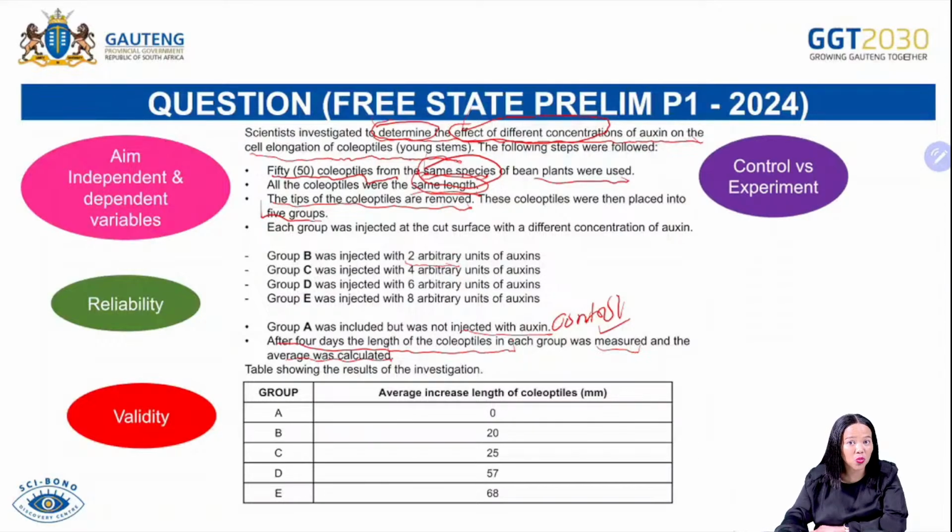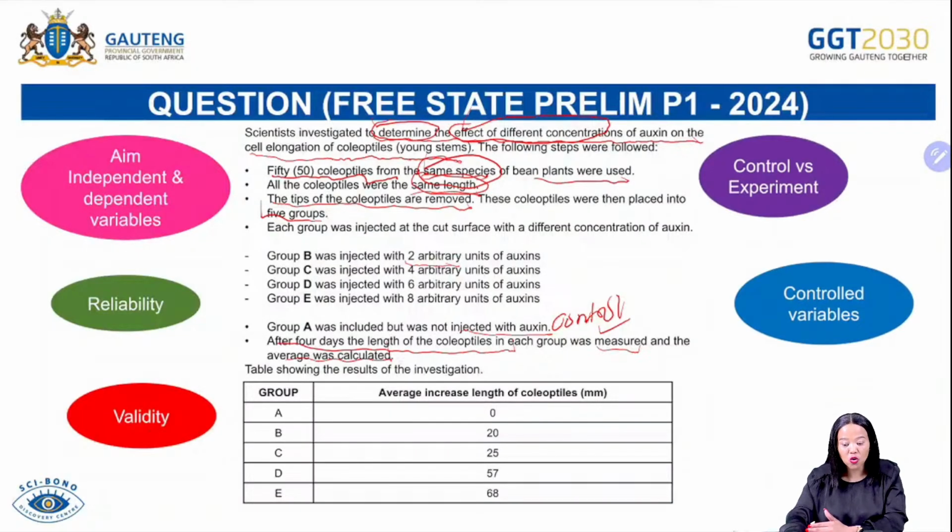In our control, we said we are eliminating the factor that we are investigating. And we said, why is it important to eliminate the factor that we're investigating? It is important in order to see that the results that we're obtaining, in this case, that the average increase in the length of coleoptiles is due to what? To the different concentrations of auxins only.